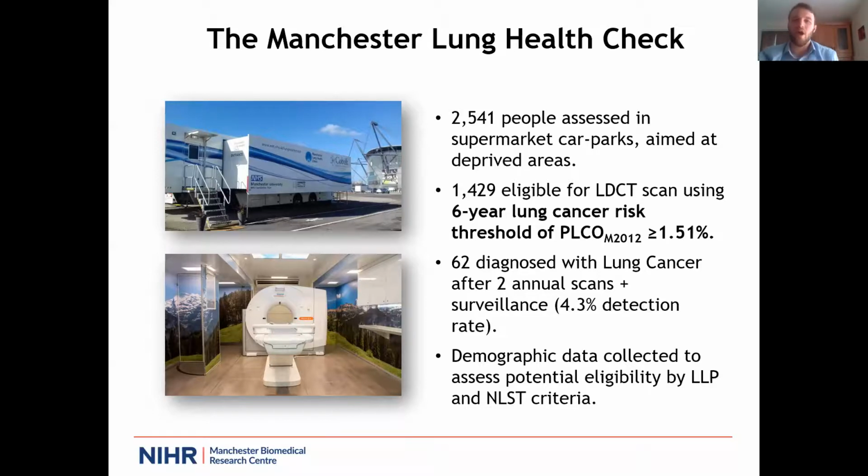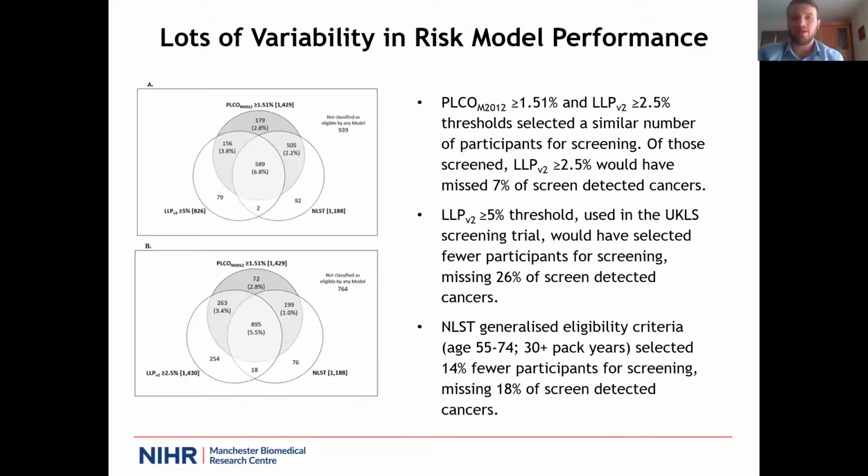In addition to collecting the data that was needed to assess people by the PLCO model score, they also collected other data. So what I'm going to be presenting is an analysis of that data to show, had other selection criteria been used, what would this pilot have looked like? How many cancers would they have caught? How many people would have been screened? So without further ado, I'm just going to jump straight into the results.